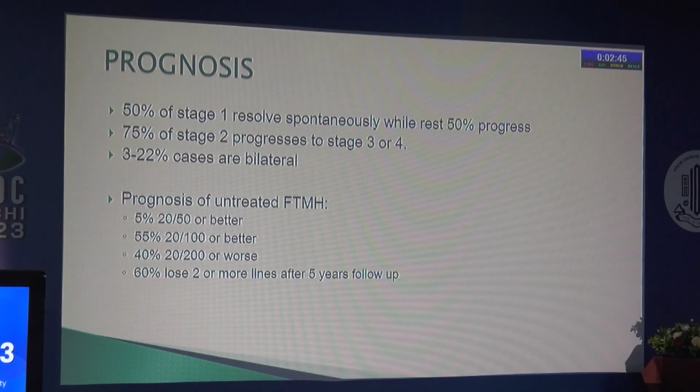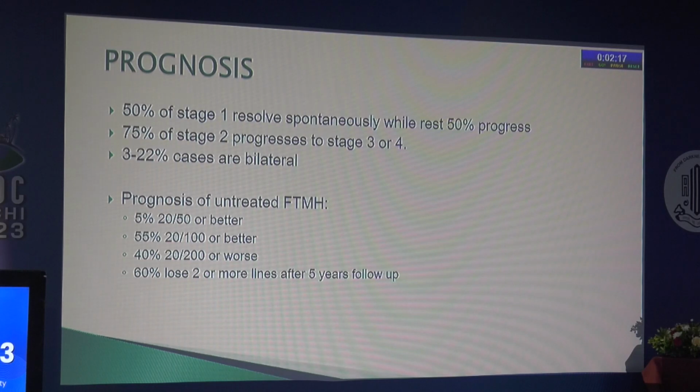For prognosis, 50% at stage 1 will either go into resolution, or they will move to stage 2 or 3. For stage 1, we can observe because there is a 50% chance. For stage 2, it will definitely progress to 3 or 4 in 75% of the cases. And the prognosis of untreated full thickness macular hole is that 5% will have good vision, but as you see, the maximum patients will have poor vision.